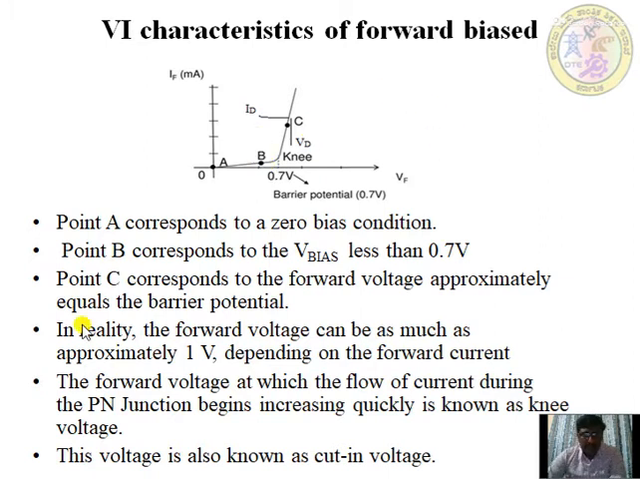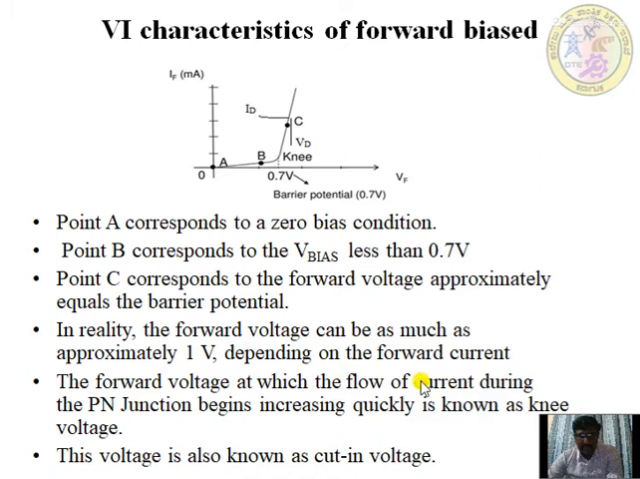And so, point C. Next, point C corresponds to the forward voltage approximately equal to the barrier potential. So 0.7 is a standard value, and it is almost the same for this point C. That one is 0.7 volts. So as soon as it reaches 0.7, the current increases vertically. In reality, the forward voltage can be approximately 1 volt. So 0.7 volt means obviously it will be nearly 1 volt depending on the forward current.